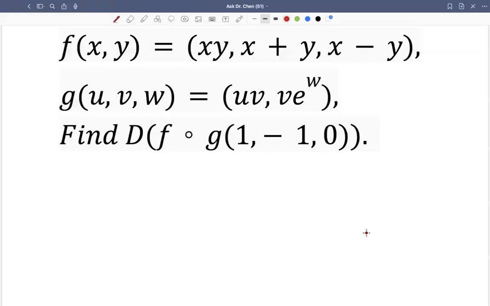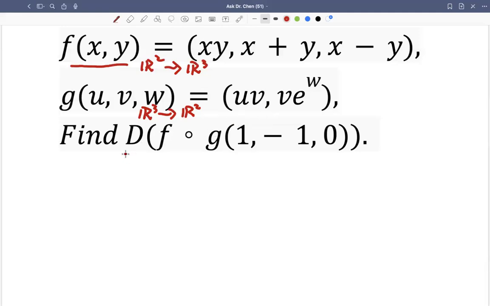Let's see this question. We're given two functions. So f is defined from 2-space to 3-space. Basically, the function f sends a vector in dimension 2 to a vector in the 3-dimensional world. And g is a function that sends a 3-dimensional vector to a vector in 2 dimensions.